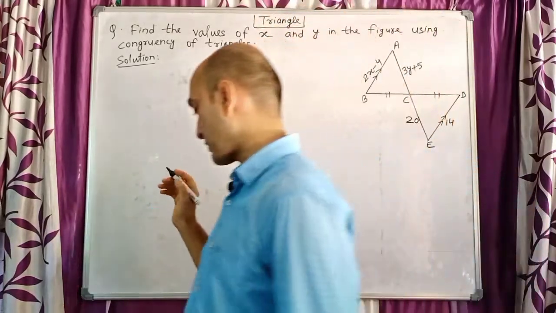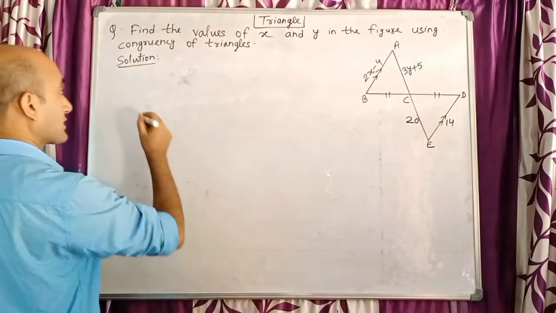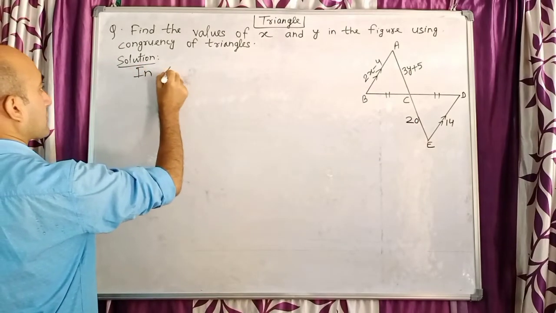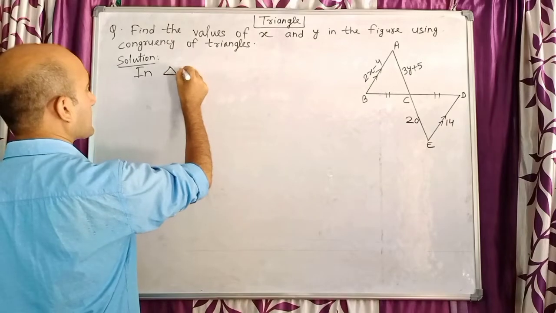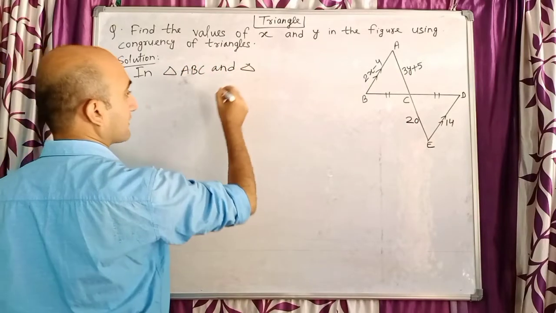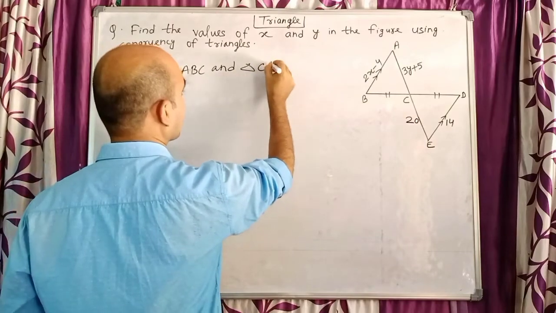So here I will start my solution. It's a very simple question, children. So in the solution I will write the two triangles: in triangle ABC, and the second triangle is triangle CDE.